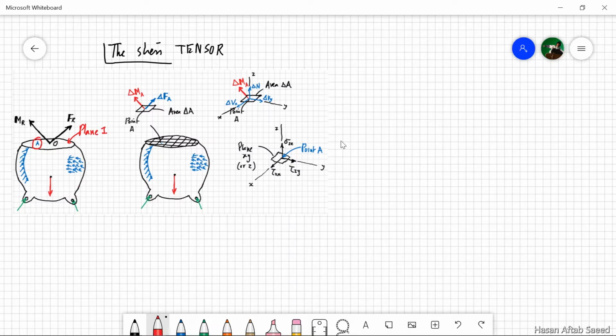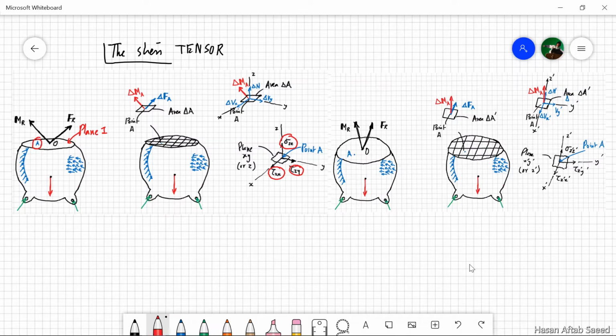We have dealt with stress at a point A on a given plane 1. We saw that in this context, stress is a vector with three components, one normal and two shear components. Now we have chosen imaginary plane 1, passing through point A that cuts this body in two. But we could easily have chosen a different cutting plane passing through the same point A. In fact, an infinite number of cutting planes could pass through the same point.